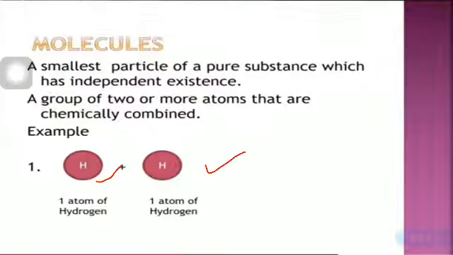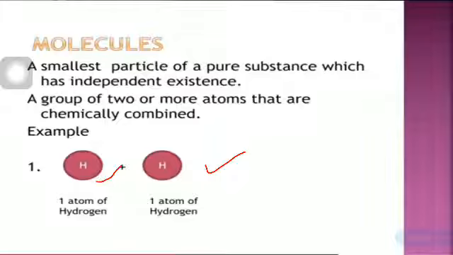Molecules. A molecule is the smallest particle of a pure substance which has independent existence. Substances are of two types, pure and impure. Pure substances are made up of small particles, and those particles are joined together to make a molecule. So, a molecule is a group of two or more atoms that are chemically combined. It is the smallest particle of a substance that can exist independently.